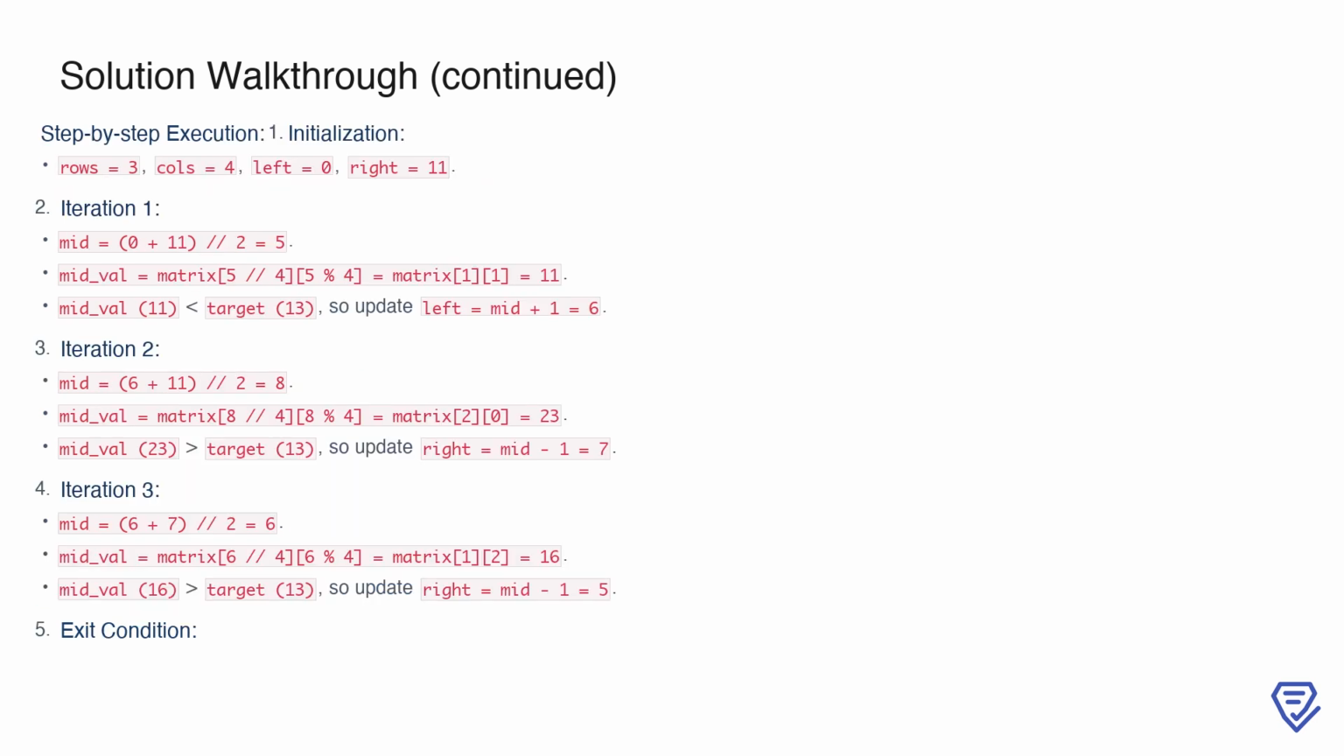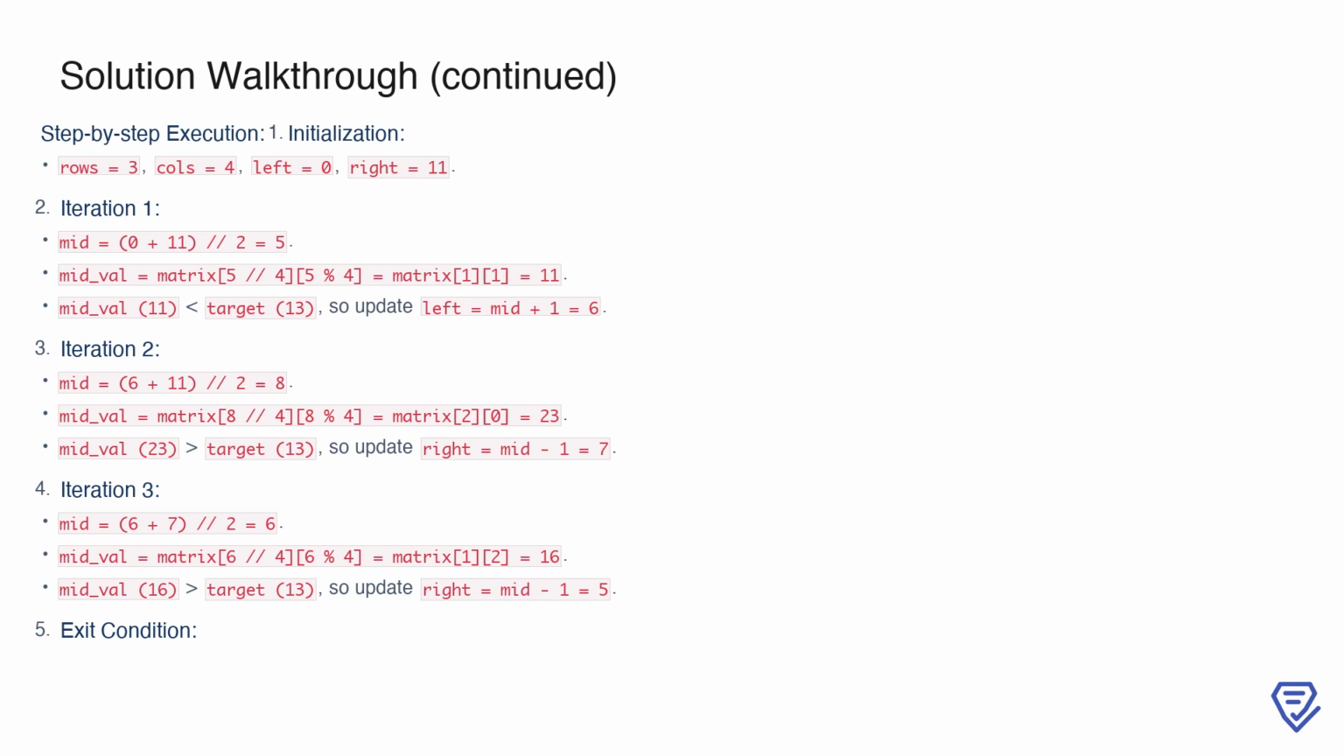Now, in the second example, we check for a target value that is not in the matrix. Again, we initialize rows equals 3, cols equals 4, left equals 0, and right equals 11. In the first iteration, we calculate mid equals (0 + 11) / 2 equals 5, and the value at this position is mid_val equals matrix[5 / 4][5 % 4] equals matrix[1][1] equals 11.